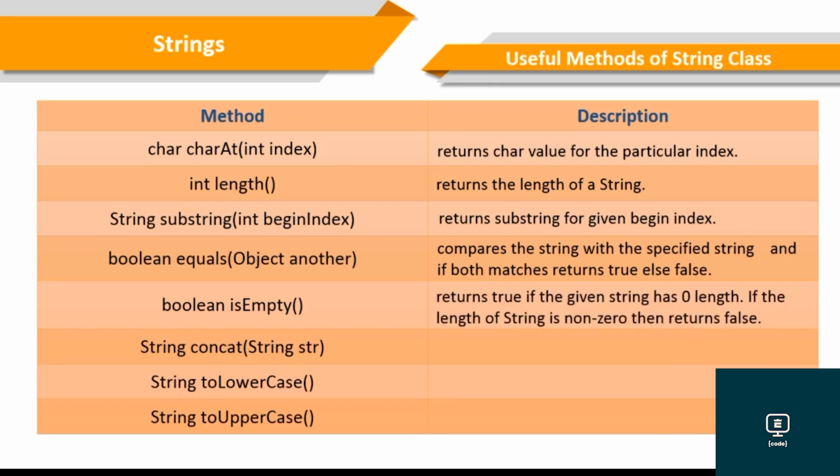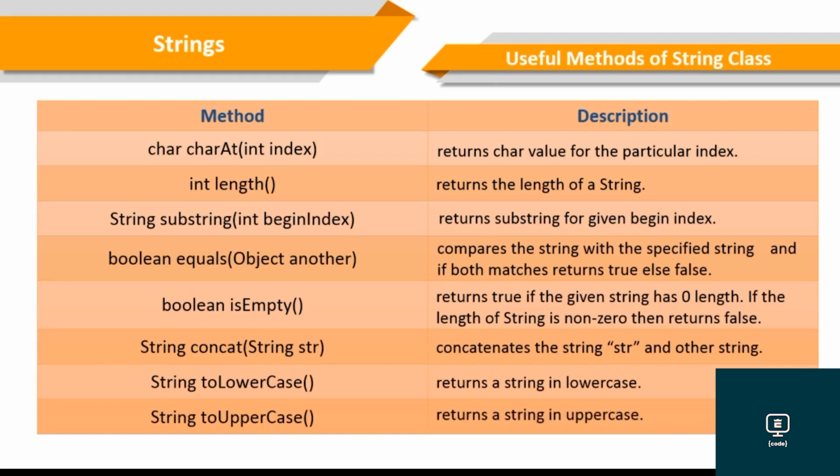The isEmpty method returns true if the given string has zero length. If the length of the string is non-zero, then it returns false. The concat method concatenates the specified string, str, at the end of the string. The toLowerCase method returns a string in lowercase. The toUpperCase method returns a string in uppercase.